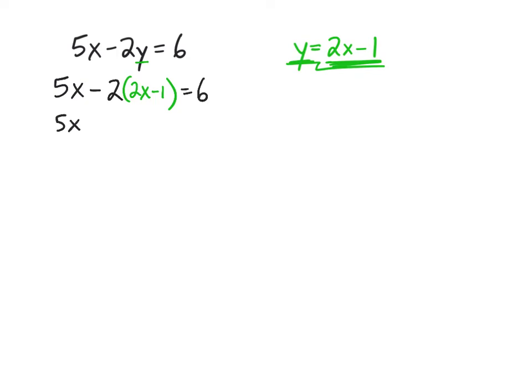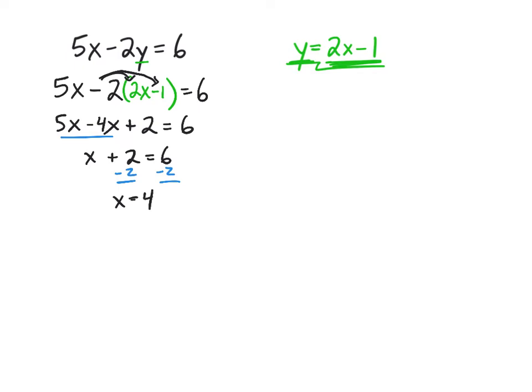I've got 5x. Now I have a negative 2 distributing, which will give me negative 4x. Now I have a negative 2 distributing to another negative. That's going to be a positive. And then I just combine like terms. There's my x plus 2 equals 6. Get rid of the 2. I'm just doing that middle school math. X equals 4, so in my solution, I'm going to get 4 comma something.